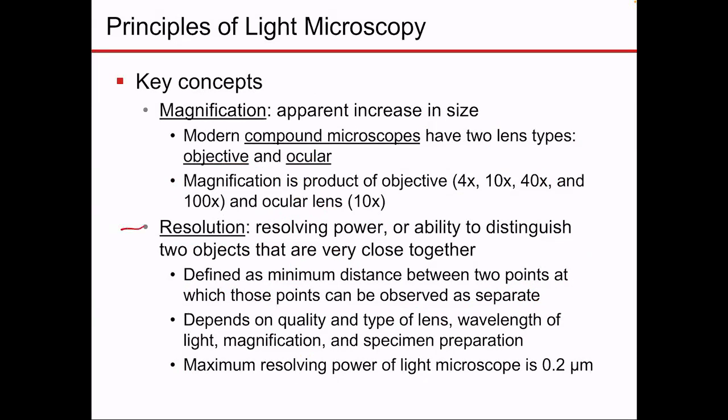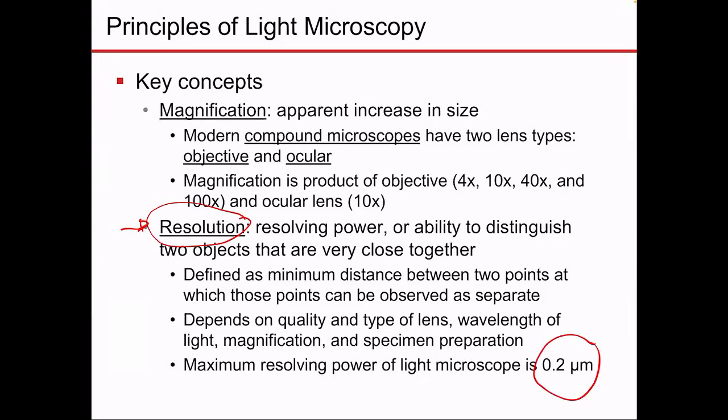Another important concept in microscopy is resolution, or resolving power. This is the ability to distinguish two objects that are very close to each other. I will show you later how we can calculate this resolving power, but keep in mind that usually the best resolution you can achieve with a compound light microscope is around 0.2 micrometers.